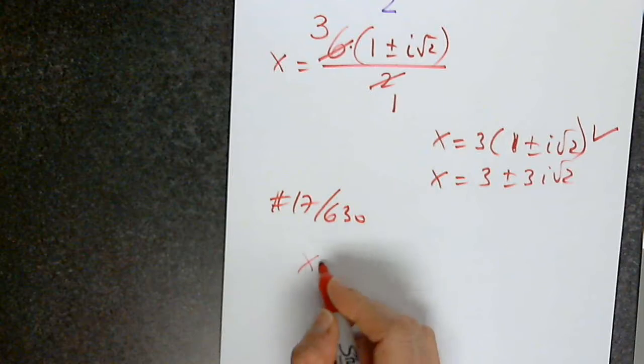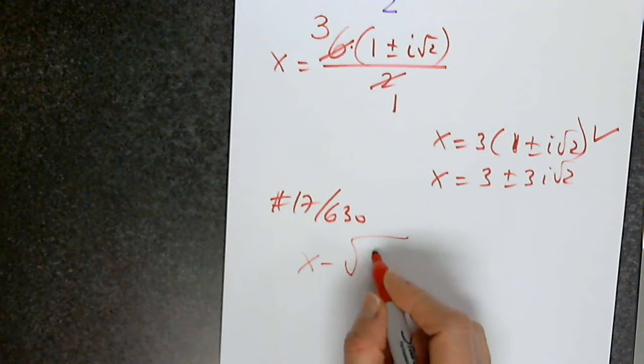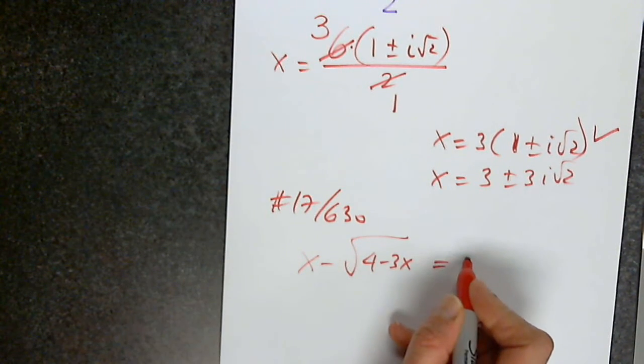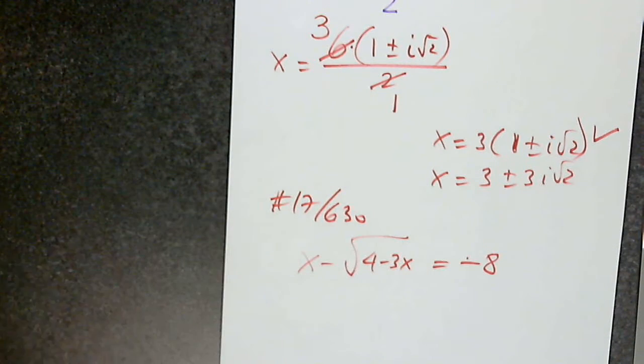x minus the square root of 4 minus 3x equals negative 8. Let's think for a moment, and maybe someone would like to walk us through the steps. What will be the first thing we need to do here?